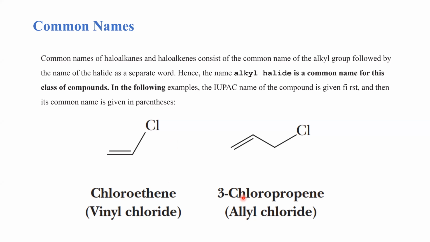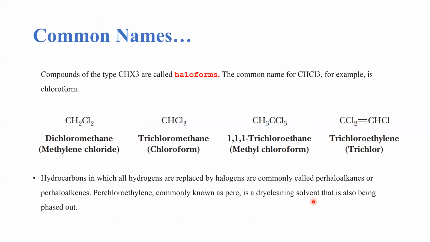Then there is 3-chloropropene, right? This is allyl chloride. And there are the common names. Compounds of the type CHX3 are called haloforms. The common name for CHCl3, for example, is chloroform. So whenever there is a CH and 3 halogens are attached, this is called a haloform, right? And trichlor is basically the ethylene which has the trihalides attached to it. So this is the trichlor.